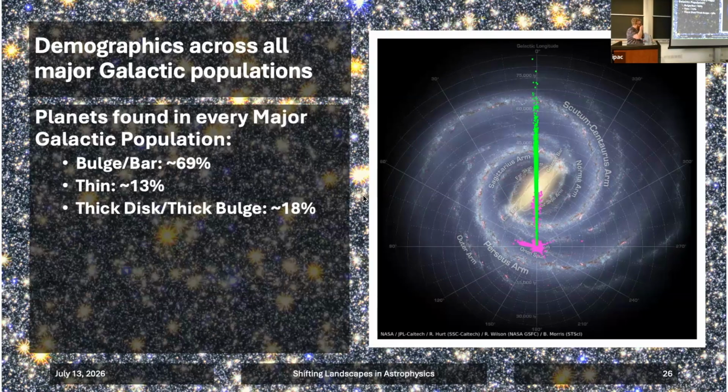So in terms of where exactly we're finding these, based on simulations, we should find about two-thirds to 70% in the bulge and the bar, which is a pretty completely unexplored parameter space, and about 30+% in the foreground disk, both the thin and thick disk. This is assuming constant occurrence across the Milky Way, which we think is probably not true.